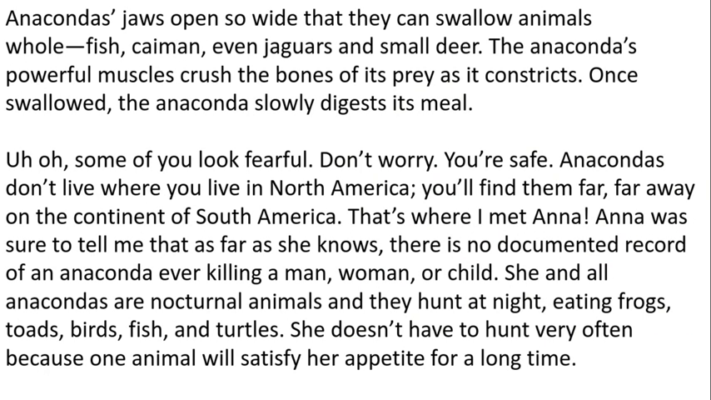Anacondas' jaws open so wide that they can swallow animals whole. Fish, caiman, even jaguars, and small deer. The anaconda's powerful muscles crush the bones of its prey as it constricts. Once swallowed, the anaconda slowly digests its meal.